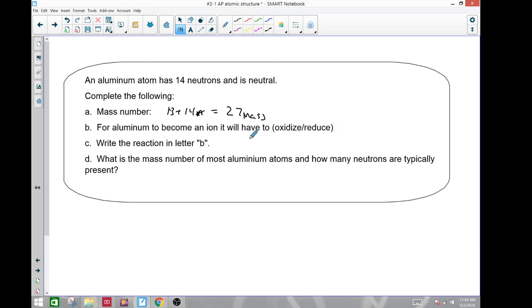All right, sorry for that delay. For aluminum to become an ion, it will have to do what? Well, it's a metal, so it's going to lose electrons. It's going to oxidize. Right, write the reaction. So it's going to be aluminum goes to aluminum +3.